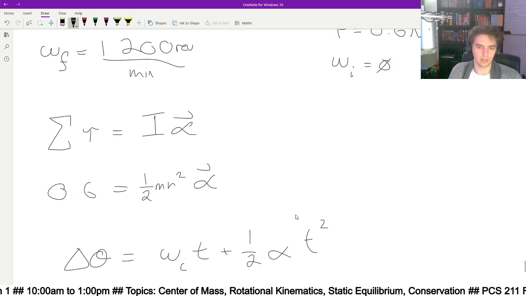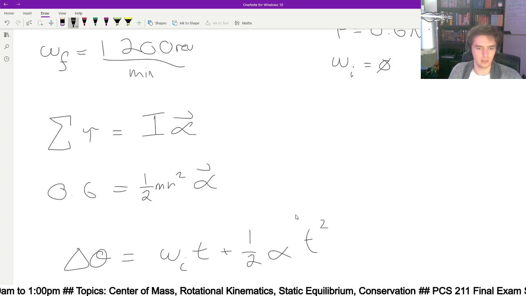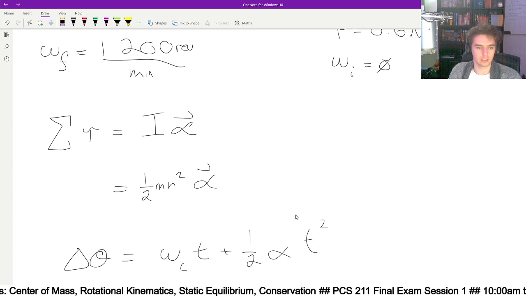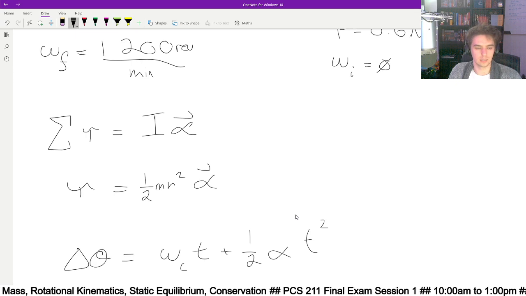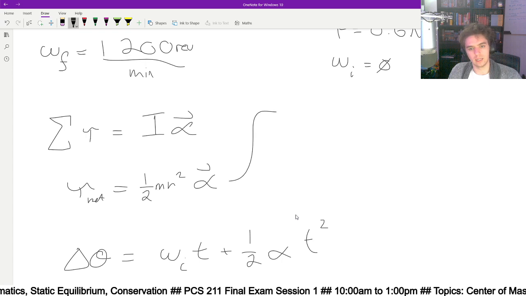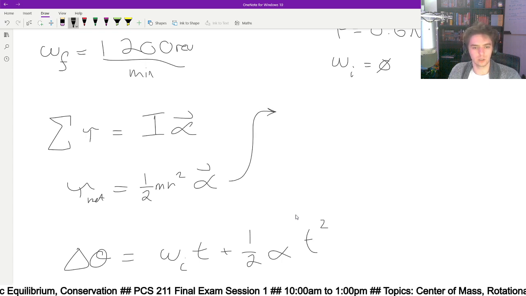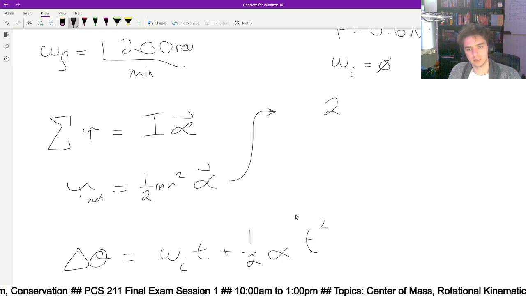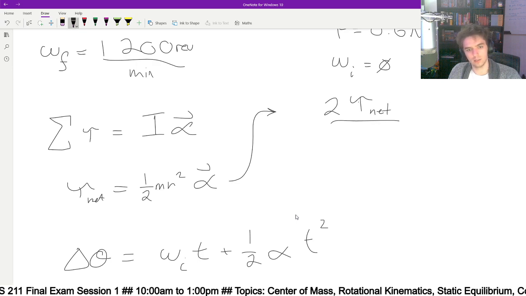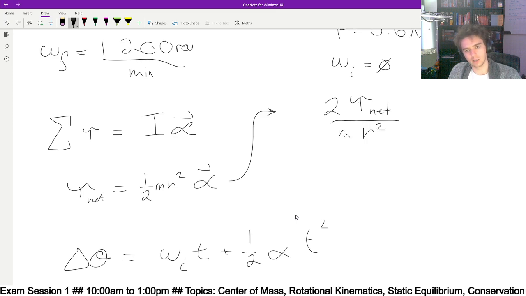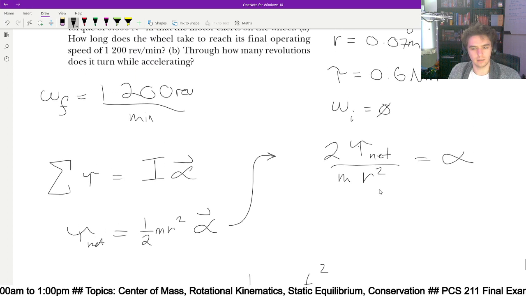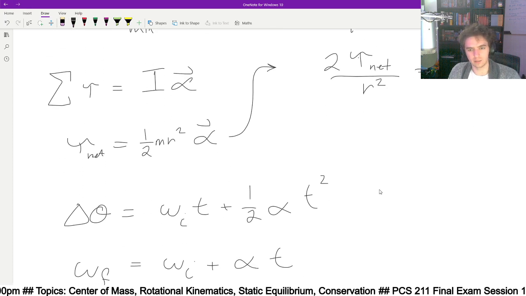Yeah, so we're going to use the second one. We can find acceleration using this formula. We know M, we know R, so we can just rearrange here. I'll leave this as T, but it's the net one, so maybe I'll say T net. I will take this and rearrange it. So it's going to be 2 times the net torque divided by mr squared. That's equal to the acceleration. I'll leave it as not a vector, because it's okay.